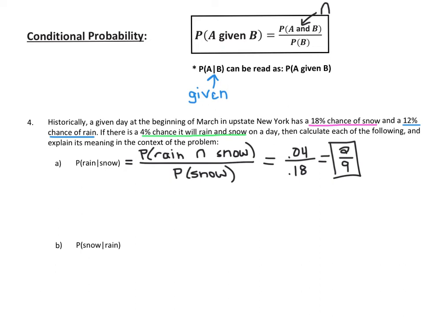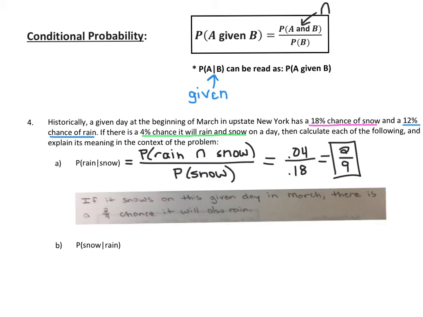All right, now here's the thing. They want us to explain its meaning in the context of the problem. So basically, the probability of rain given snow just means this: given that there's snow, so if it snows on any given day in March, then this is the probability that it will rain in addition to that. So there's your explanation.